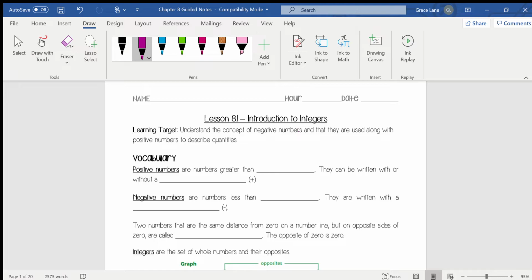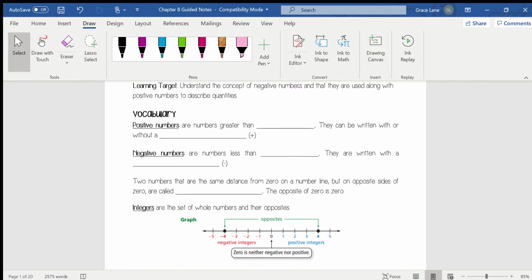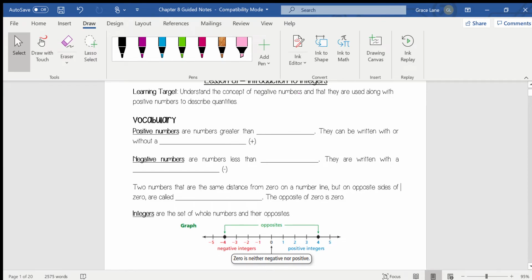So integers, if you look at the number line that's in the middle of the page here, integers include both positive and negative numbers. So if you look at the number line going to the right, it starts at 0 and goes 1, 2, 3, 4. And then going to the left, from 0 you go -1, -2, -3, -4, and those are the negative numbers. 0 sits in the middle of the number line, and that's neither positive nor negative. It's kind of like the boundary line between the positive and the negative numbers. And so we have a few vocabulary words today.